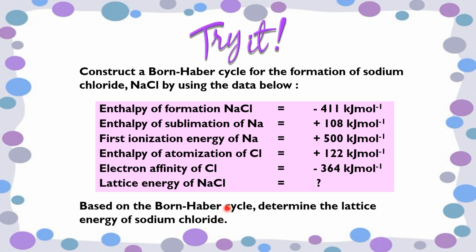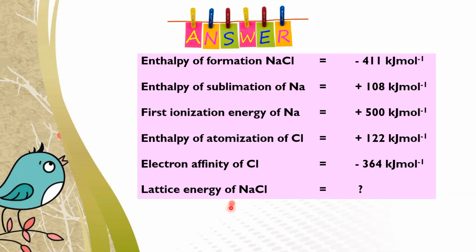For this time, I would like to use energy level diagram. Okay, but first, what should we do? So first, we have to write the equation involved. Okay, we start with enthalpy of formation. So formation here means we want to produce NaCl, which is solid, which came from its element, that is Na in solid, and Cl2 gas.